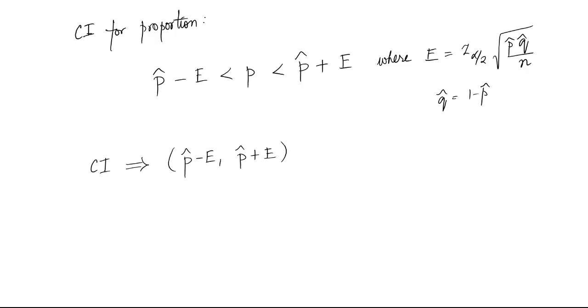So if my interval was, say, 4 to 7, then the 4 itself is p hat minus E, and the 7 itself is p hat plus E. And we'll tell you how to find the E if you were given the interval and all that.